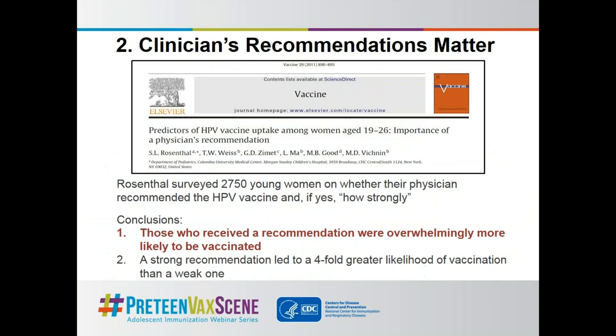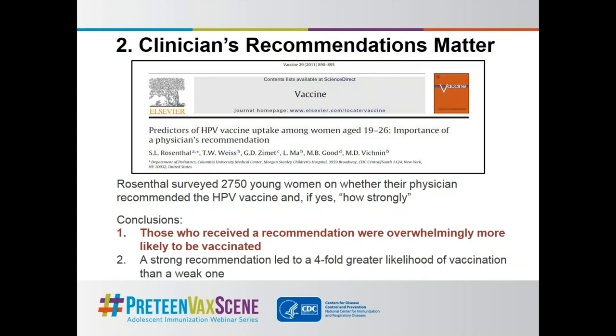In the second study that Dr. Messonnier alluded to in her intro, researchers looked at whether a physician recommended the HPV vaccine to young women, and if yes, how strongly on a scale of 1 to 5. The study found that those who received a recommendation were overwhelmingly more likely to be vaccinated, and a strong recommendation, rated a 5, led to a 4-fold greater likelihood of vaccination than a weak one, rated a 1.